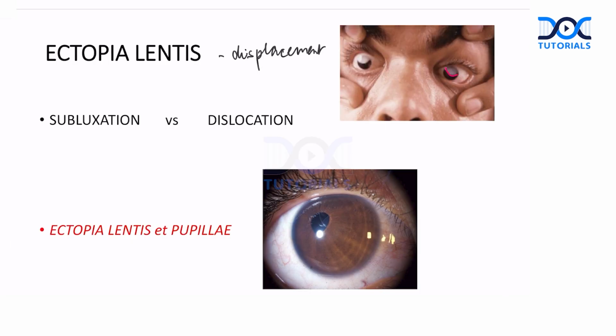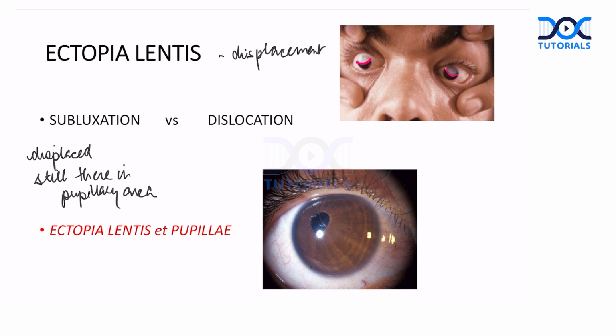Now, there are two terms, subluxation and dislocation. Subluxation means that lens is displaced, but some part of the lens is still there in the pupillary area. Okay. So you can see some part of the lens, it is still present inside the pupillary area. We can see some part of the lens.